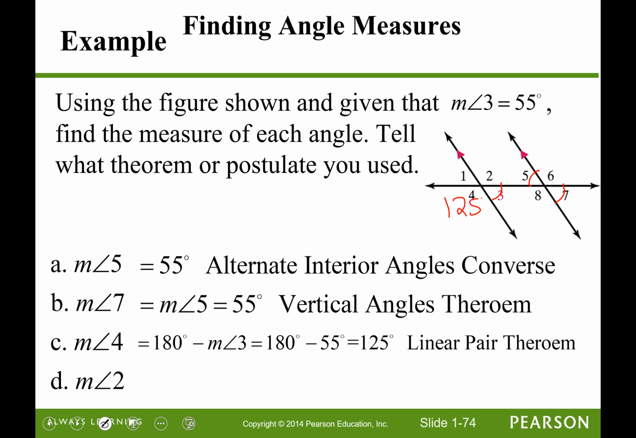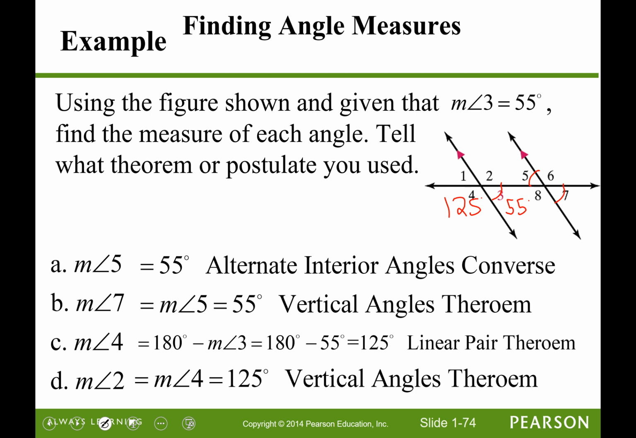All right, last one, angle 2. What do you guys think the measure of angle 2 is? If you said 125 degrees, you got it right. One justification would be that it's vertical angles with angle 4. So the vertical angles theorem says that those two angles are congruent.